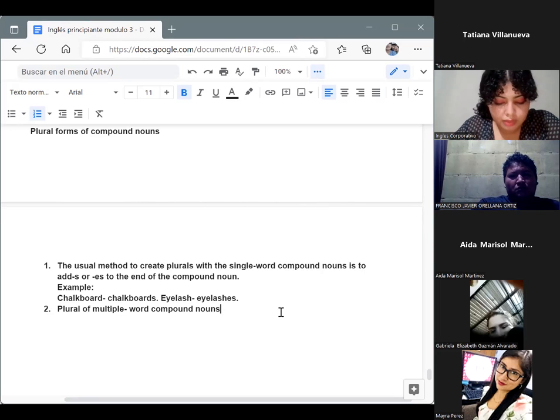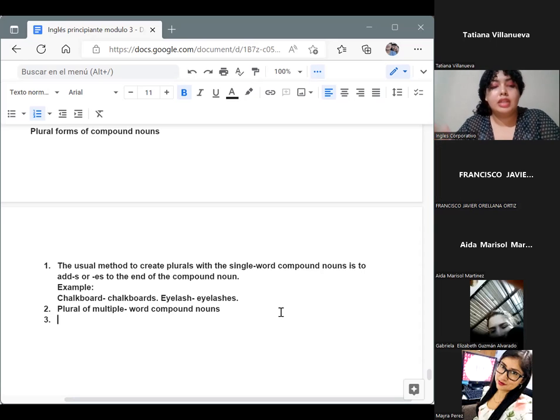And the last one is plural of compound nouns with hyphens, que es el tercer tipo que tenemos. And in this case, when we write the hyphen in compound nouns, we follow the rule and add an S or ES onto the last word. Like, for example, in jack-in-the-boxes or fixer-uppers.